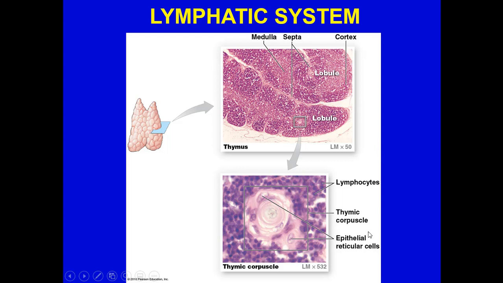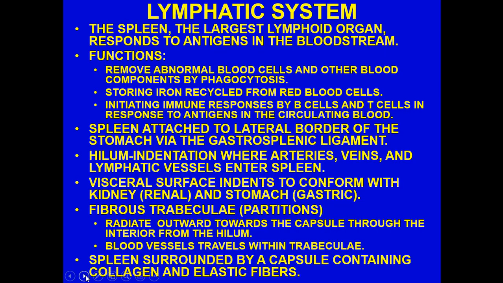Now, increase your magnification, and what do you see? Lots and lots of lymphocytes all over the place here. You can tell by the darker stain. But some cells are staining much lighter, which is what you see from here and here. These are the epithelial reticular cells. And this whole structure that has been made up by the ERCs is called a thymic corpuscle.